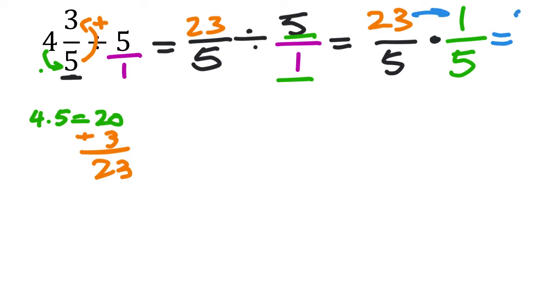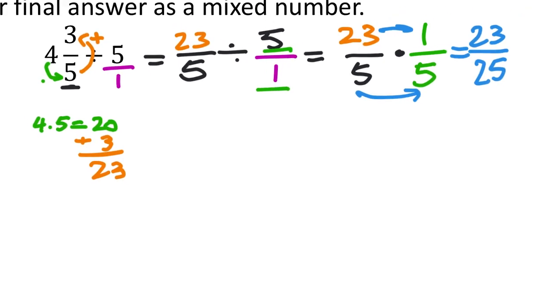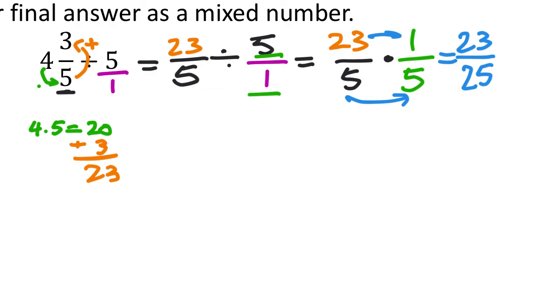23 times 1 is 23. That's my numerator. And then in the denominators, 5 times 5 is 25. A little bit more space, but that's our final answer. Now you should ask, well, why didn't you change that into a mixed number? It's because it's a proper fraction already. So there's no need to write it as a mixed number.